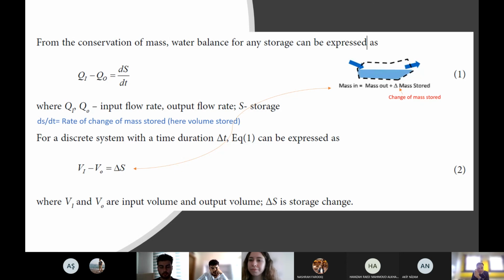Now you can link those three things together. Let me link, and this is a very important point. Continuity equation, or water balance, is nothing other than conservation of mass. Just this. Continuity equation, water balance is conservation of mass, and we use it.